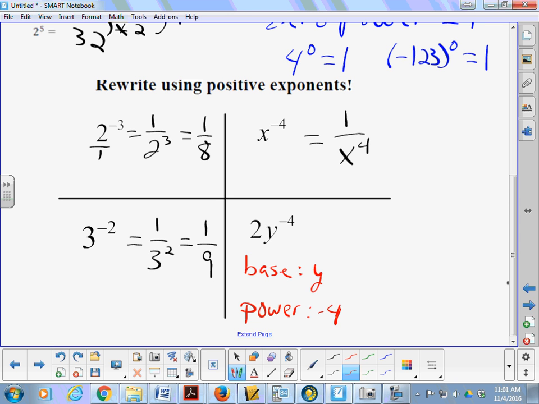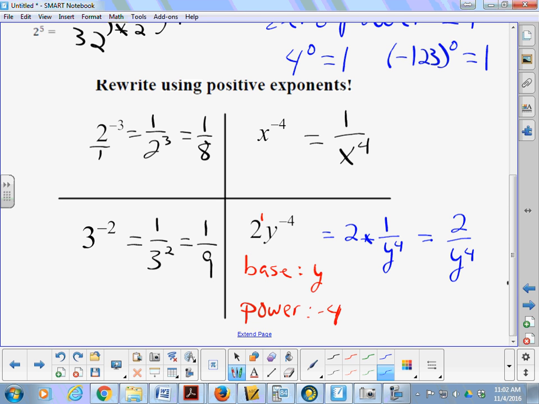So right now, the power for the 2 is 1. The power for the y is negative 4. So that's the only thing I'm going to change. So this becomes 2 times 1 over y to the fourth power. Or we'll write it as 2 over y to the fourth. So just be careful that with your exponents, in this case, it only applies to the y. It does not apply to the 2.